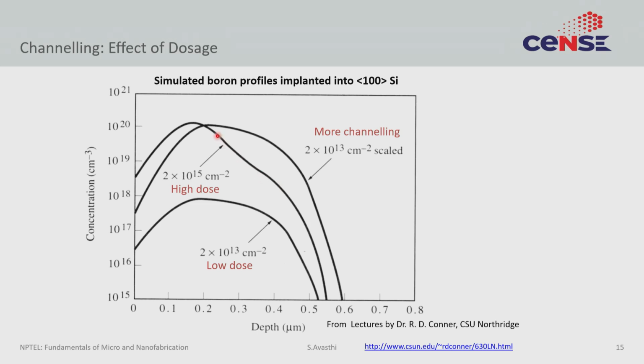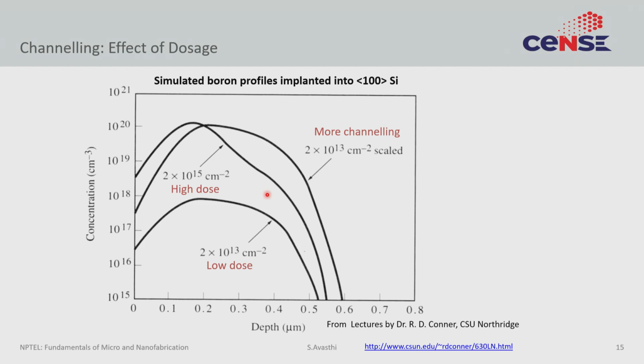If I were to ask you the question which shows higher channeling, the answer clearly is that the scaled version has more channeling than the higher dosage case, and that is what the typical profile looks like. The channeling phenomena is higher at low dosage than it is at higher doses. And why does that happen?